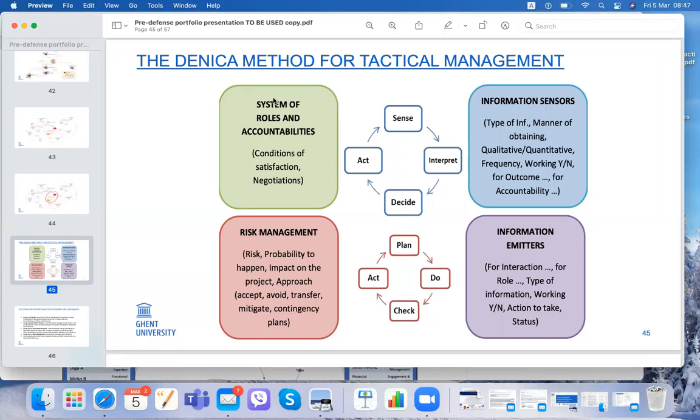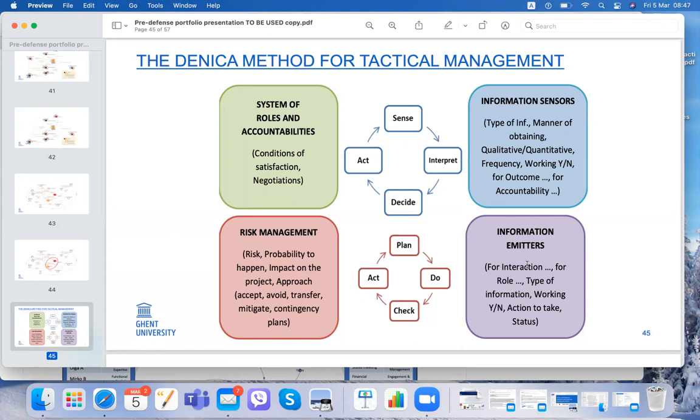you need to have a system of roles and accountabilities. That's the one that I was showing constantly here, this one. Then you need to have information sensors, what you need to know. If you remember that image with the lady looking, what you need to know about things with different parameters, type of information, manner of obtaining, whether it's qualitative or quantitative information or both, frequency of obtaining, daily, monthly, weekly, whether this information sensor is working or not, for which outcome and which accountability. That's one side of the story.